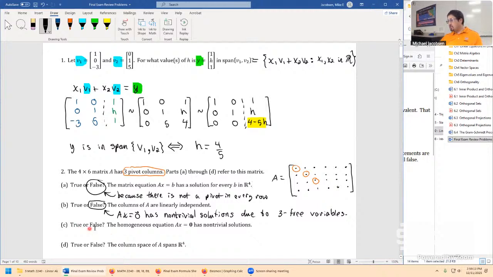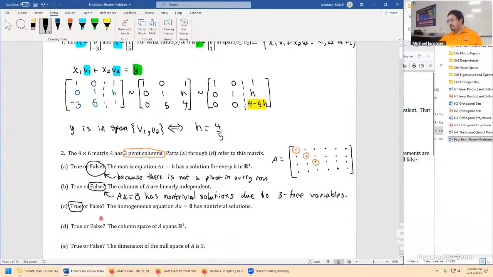Next, it asks true or false. The homogeneous equation has non-trivial solutions. That's part B. If it feels like you're hallucinating, you answered the question already. That's just kind of the nature of linear algebra. You can address essentially the same concept by asking it lots of different ways. Linear dependence and having non-trivial solutions are connected. So the moment you said it's false, it's linearly dependent, that means this is true. It'll have non-trivial solutions. We just have to keep the direction complete in our minds. Think for independence, it means only the trivial solution to Ax = 0.